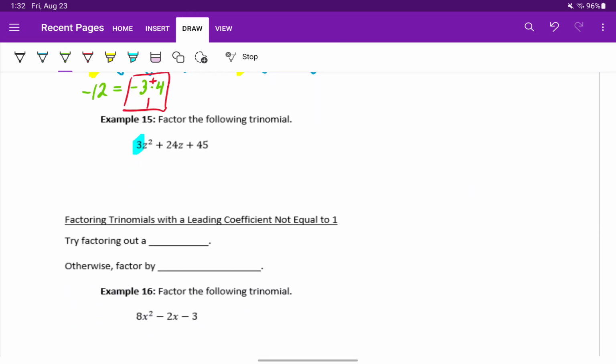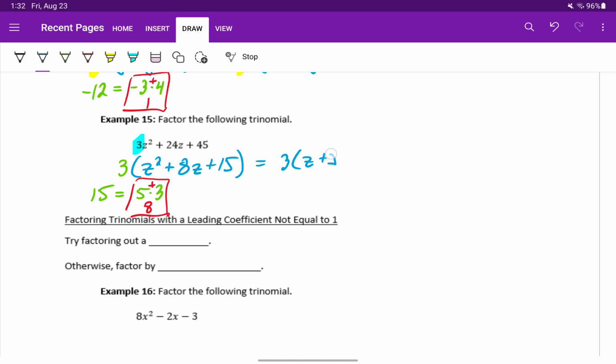Similarly, in example 15, we'll start off by pulling out that greatest common factor, which in this case is 3, making our polynomial z squared plus 8z plus 15. So we need to consider factors of 15, which in this case could be 5 and 3, which do add together to give us 8. So our final factored expression here would be 3, since we need that GCF that we factored out, times z plus 5 times z plus 3.